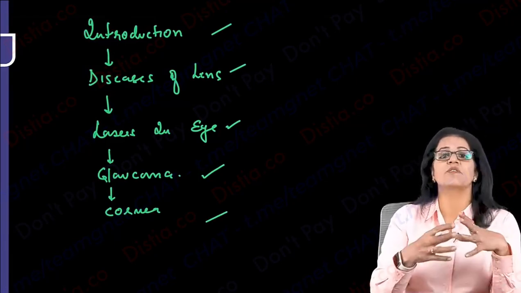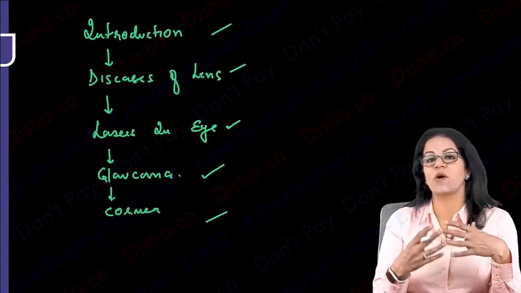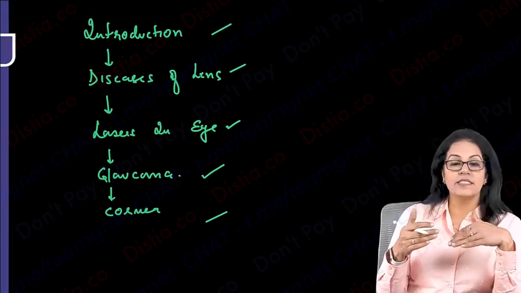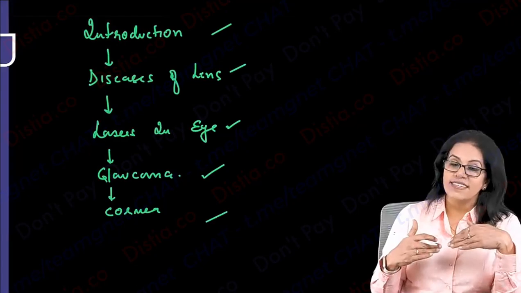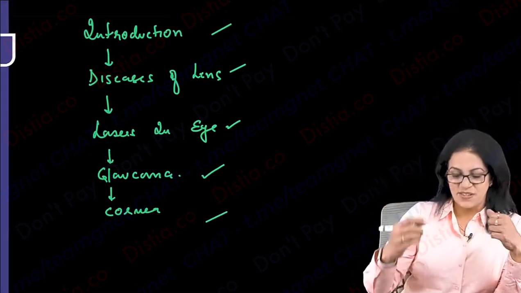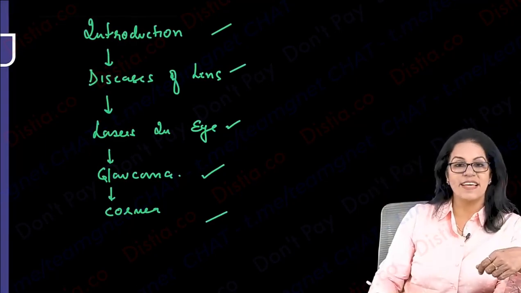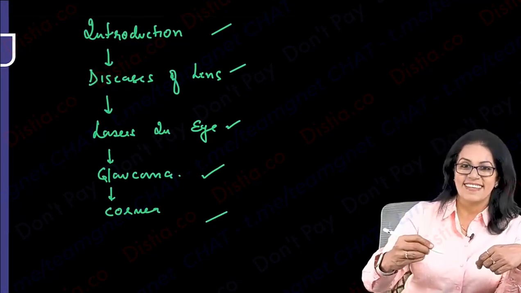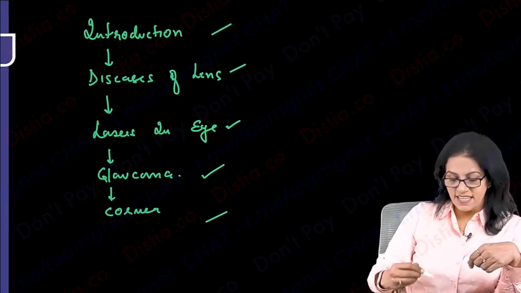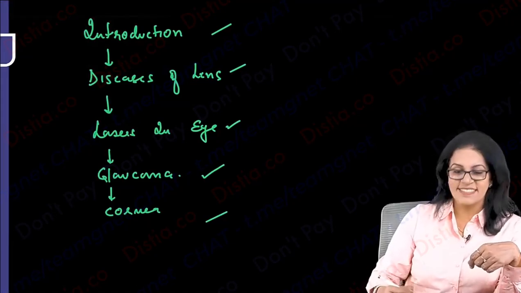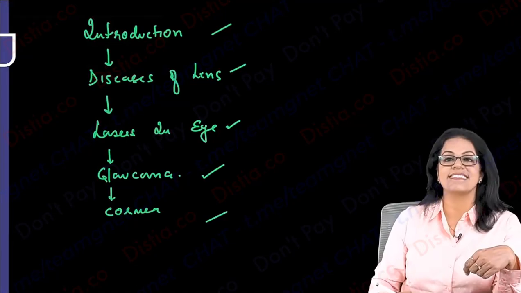You can study in a group, ask questions to each other. This is always going to help you. But at the same time, when you come to the next lecture, first study that and before you come to the third one, revise the first one. So now your introduction, you go to diseases of lens. You have learned both. Now before going to lasers in eye, revise introduction. Now you have learned lasers in eye. Next you have to go to glaucoma. But before that, you will revise introduction, diseases of lens and lasers in eye.